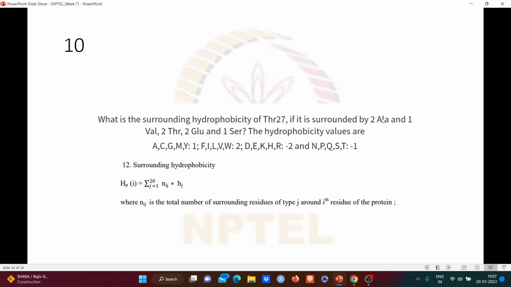So because of 2 alanines, the hydrophobicity value is 2. 1 valine, the hydrophobicity value is 2 again. 2 threonines is minus 2. 2 glutamine, it's minus 4. And 1 serine, it's minus 1. So overall it leads to minus 3. The solutions of these long range order questions and the surrounding hydrophobicity questions we have done in my previous video. So if anybody still has doubts, kindly watch the previous video. I couldn't solve them here because I don't have my writing pad today.